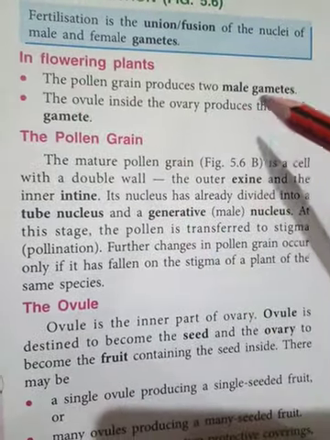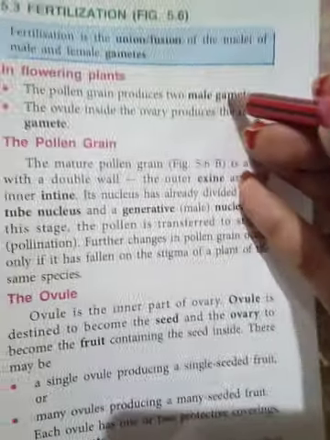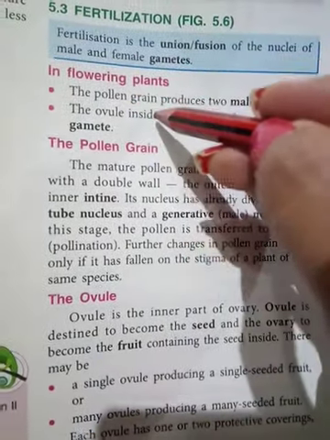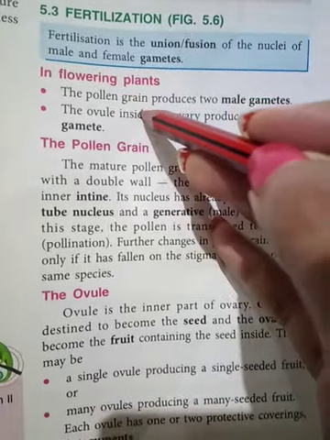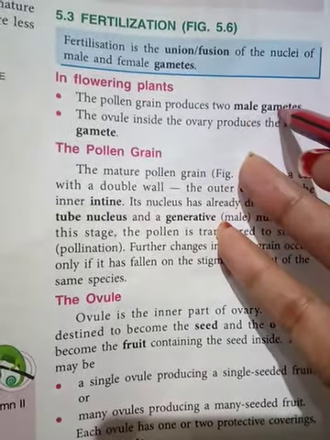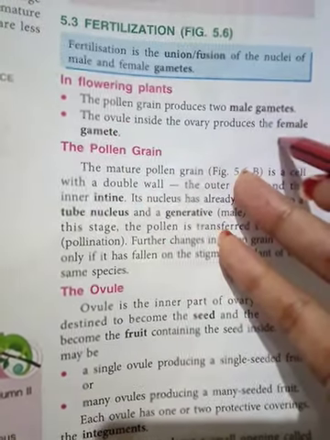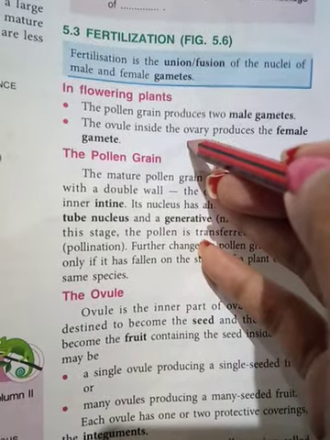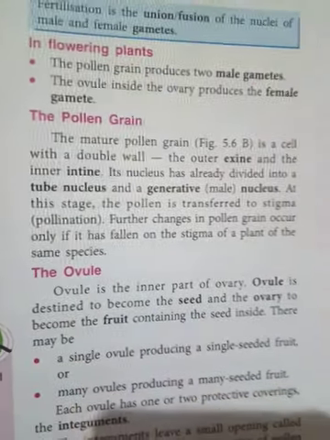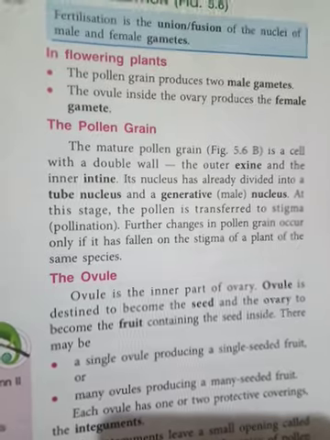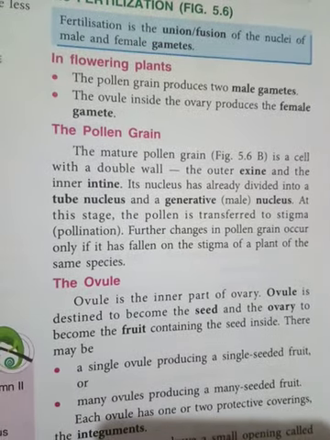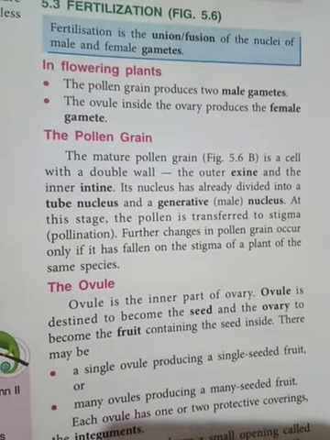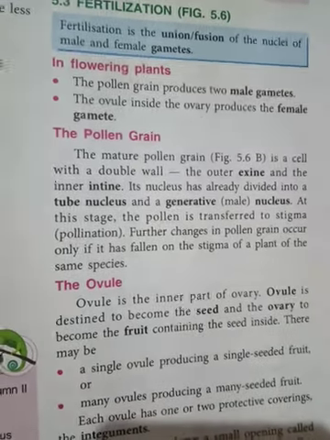there are two types of gametes. One is male gamete, another one is female gamete. Male gamete comprises of pollen grain. The pollen grain produces inside two male gametes, and the female gamete is produced inside the ovule, which is present inside the ovary. In the last chapter about the flower, you have read about pollen grain, ovary, ovule, and other essential parts of the flowering plants.